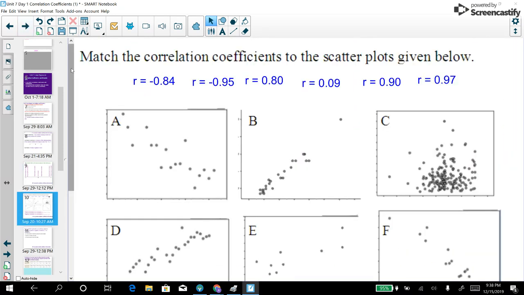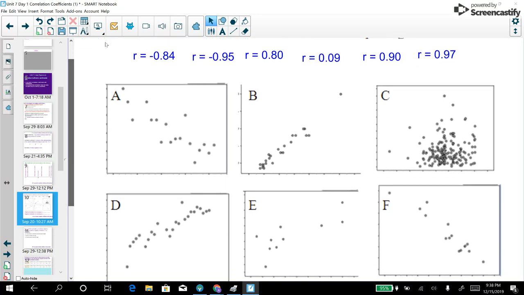All right, so now we need to match our correlation coefficients to our scatter plots here. I notice that I've got two negative correlation coefficients, so I'm going to take a look at my graphs. This one seems to have a negative slope to it, as does this one. So we're looking at A and F, and we're just going to do a little process of elimination here. This one seems to be closer to a line, so I'm going to put my correlation coefficient of -0.95 there and -0.84 here.